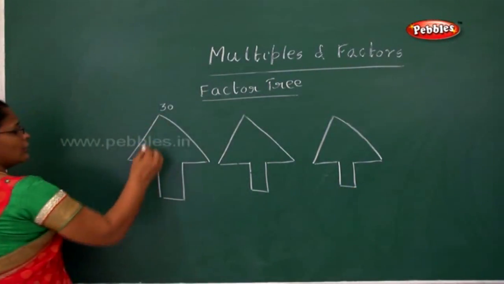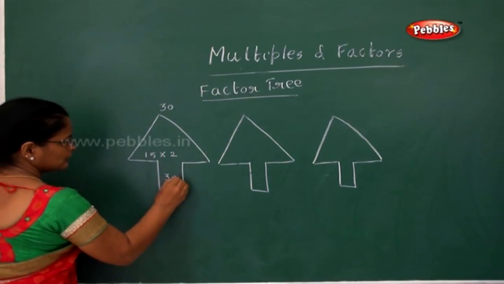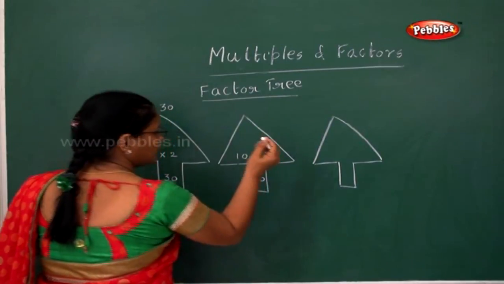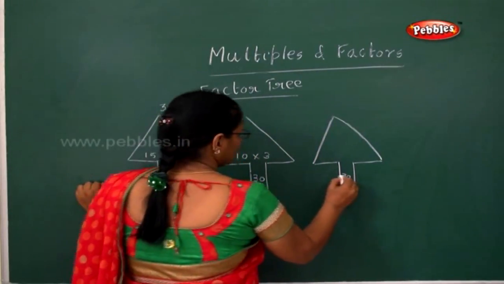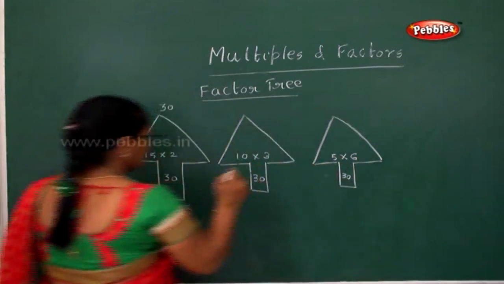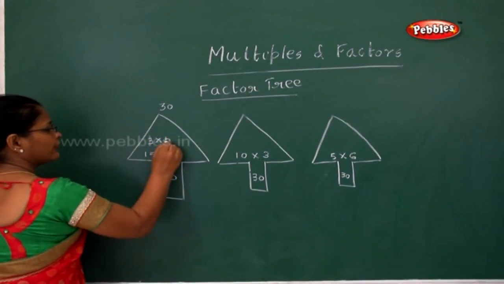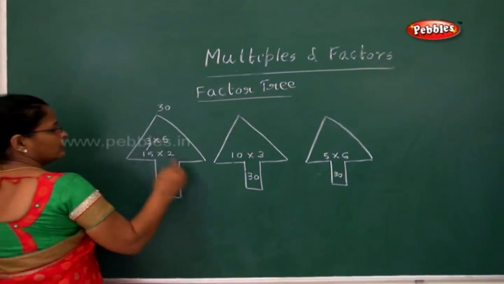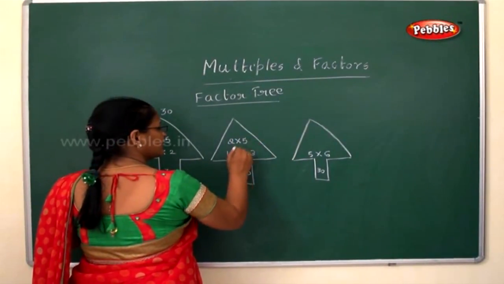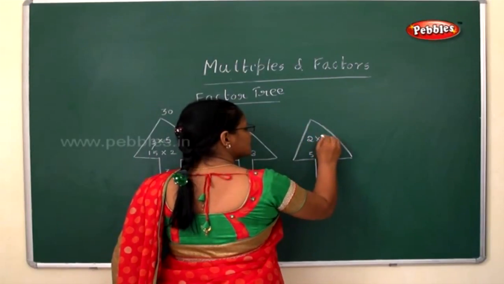Now for 30: 15 twos are 30. Now 10 threes are 30. Then 5 sixes are 30. Now this 15 again, what you can do? 3 fives are 15. Then this 10 again you can write as 2 fives are 10. Then again this 6 can be written as 2 threes are 6.